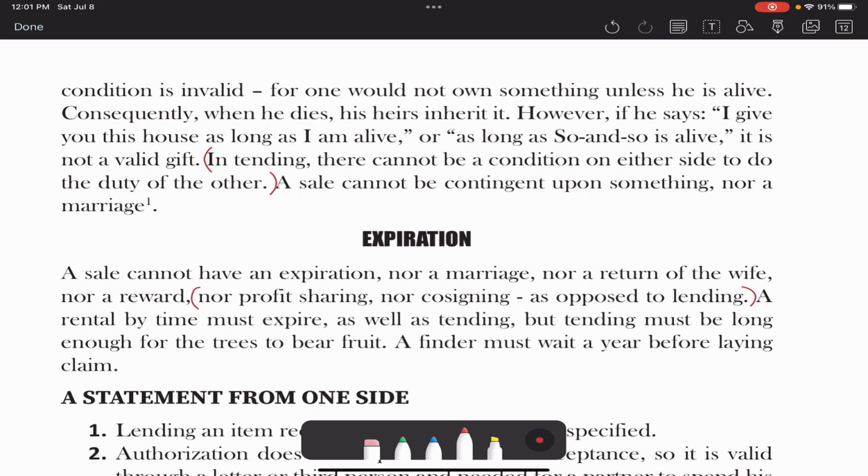A rental by time must expire. To be rented or hired by time, then it must expire. And one last thing here concerning expiration, if you found something, like finders keepers, losers weepers, as they say, if you found something, then you have to wait a year before you lay claim. Once that year expires, then you can say, I take possession of this thing that I found. And then you can use it.